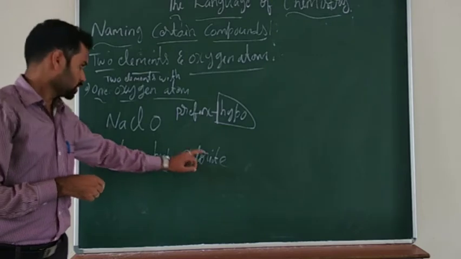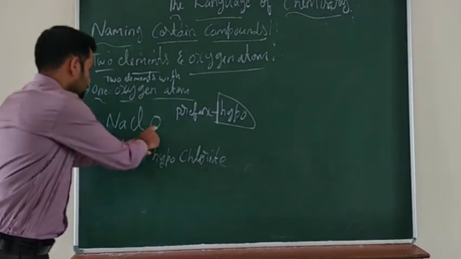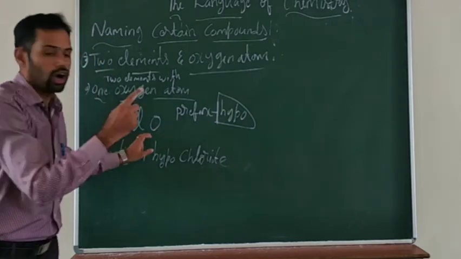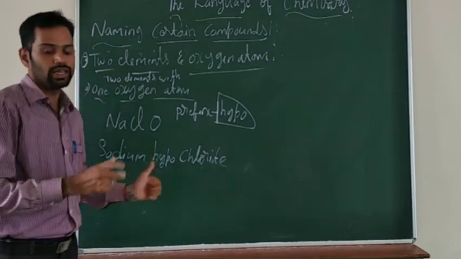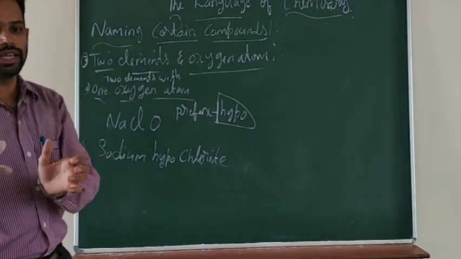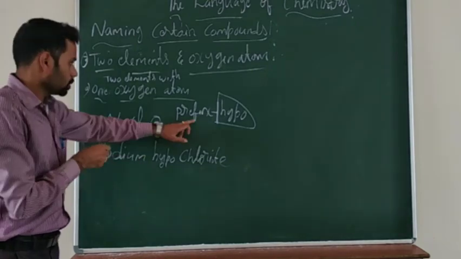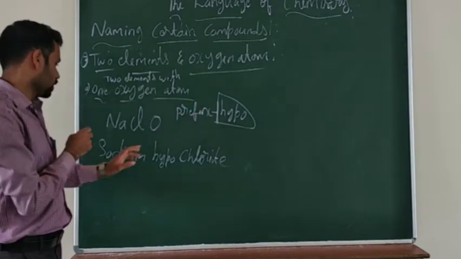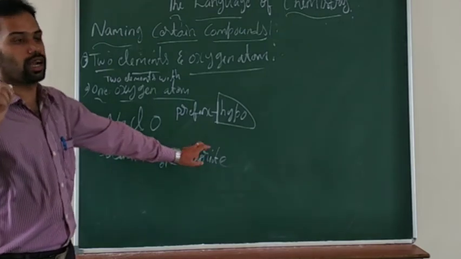Because here only one oxygen atom is there, we will not say the oxygen name here. We will not say sodium, chloride, oxygen. So there is a procedure to write the compound name. What is the procedure? We will use the prefix hypo. Sodium hypochlorite, when one oxygen atom is there.